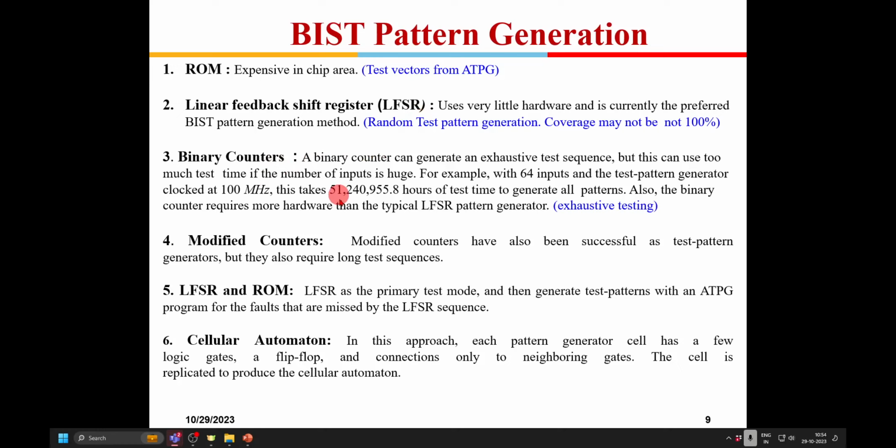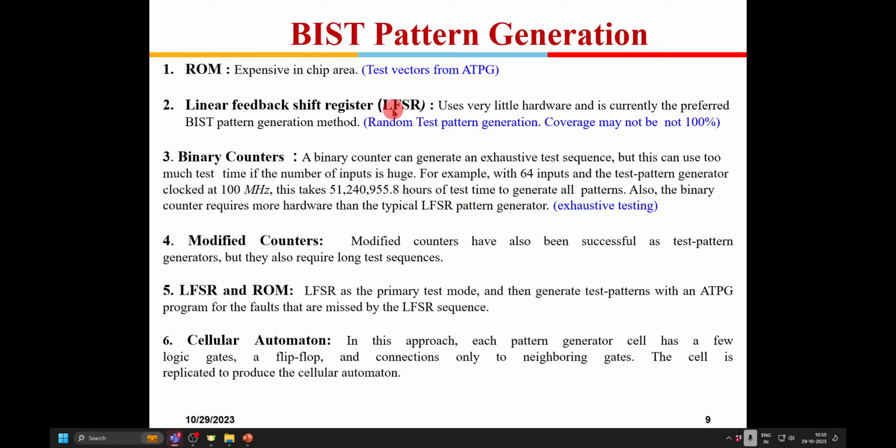Or within the chip you could have a binary counter. A binary counter is for exhaustive testing. You could have a binary counter which will count 0, 1, 2, 3, 4, and keep running like that. Those test vectors can be given to your test system. Now again, for example, for a 64-bit system at a 100 megahertz clock, it will take this many hours to generate all the test patterns. So this is again not a very good system.